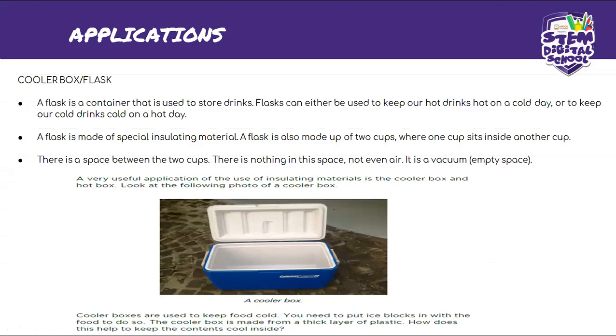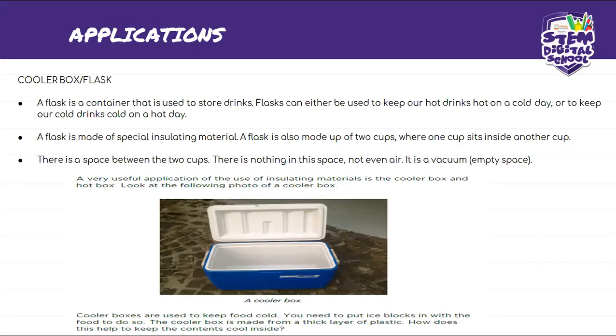A flask is made of what? A special insulating material. A flask is also made up of what? Two cups, where one cup sits inside another cup. There is a space between these two cups. There is nothing in the space, not even air, and it is a vacuum. You remember we said a vacuum is a region where there is no air. It's just an empty space.